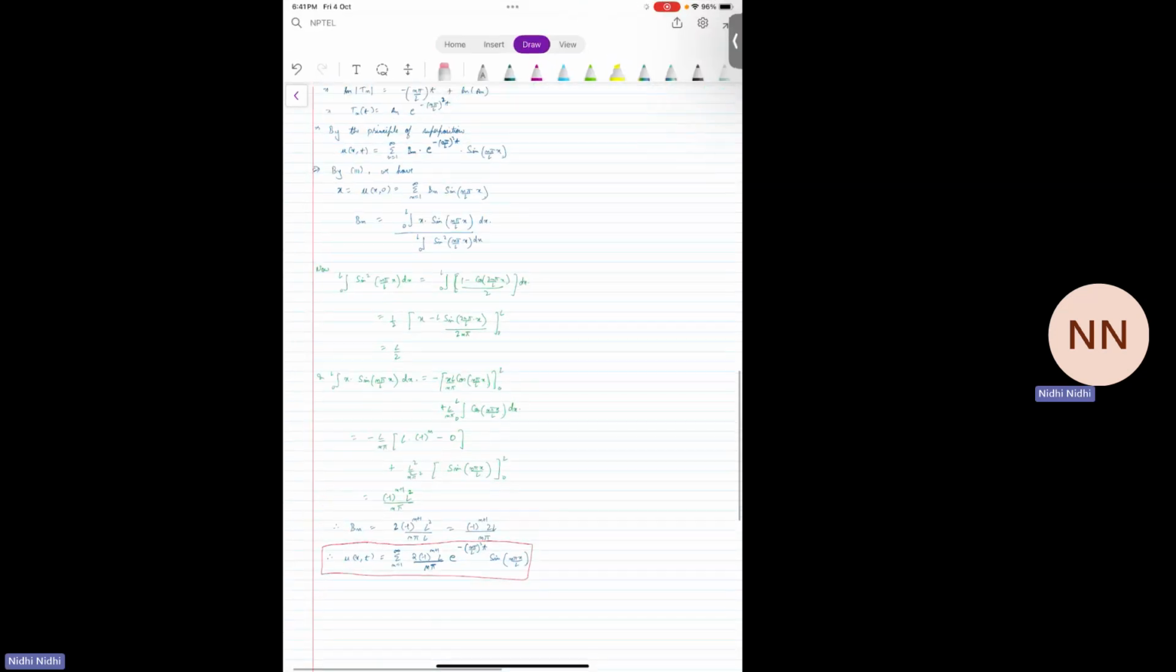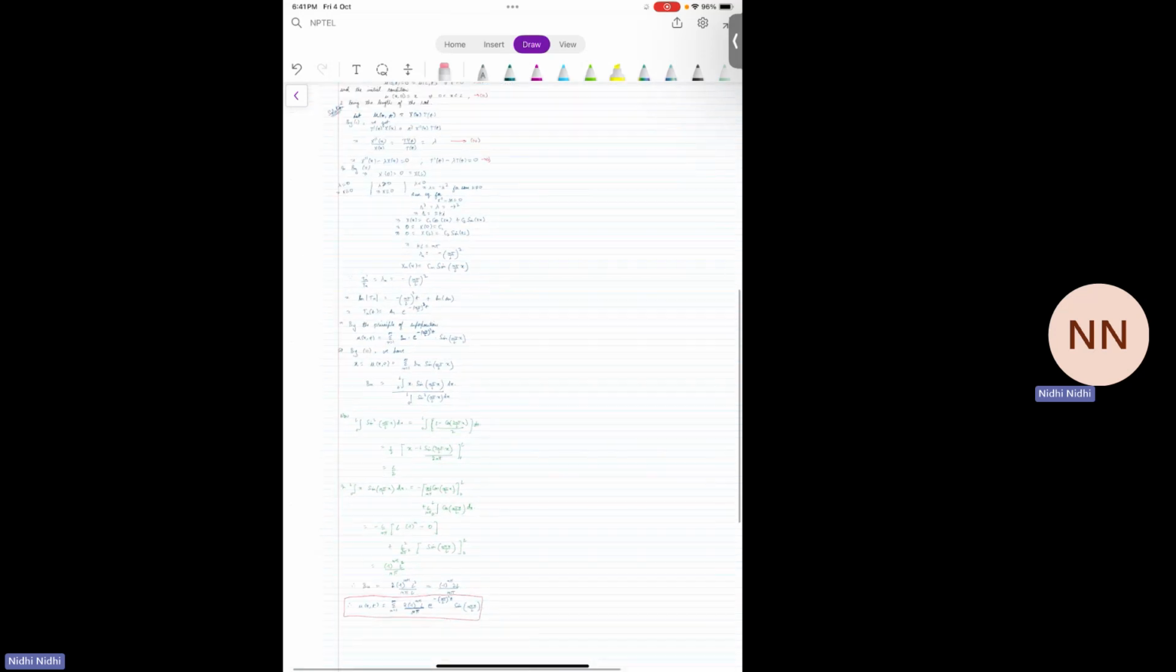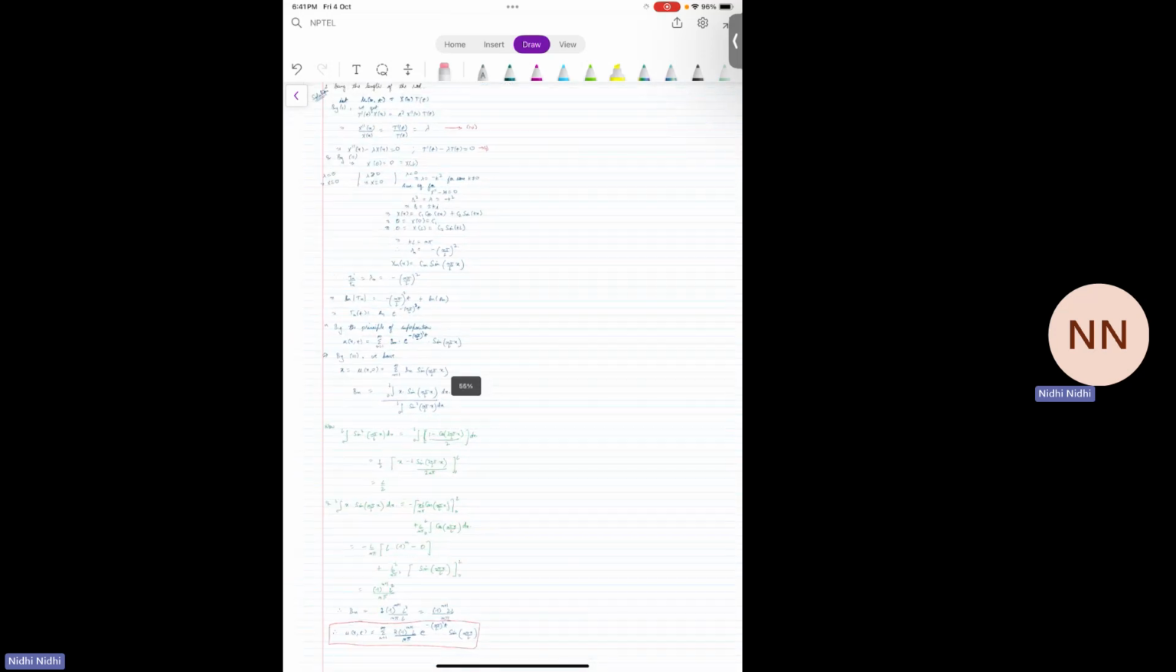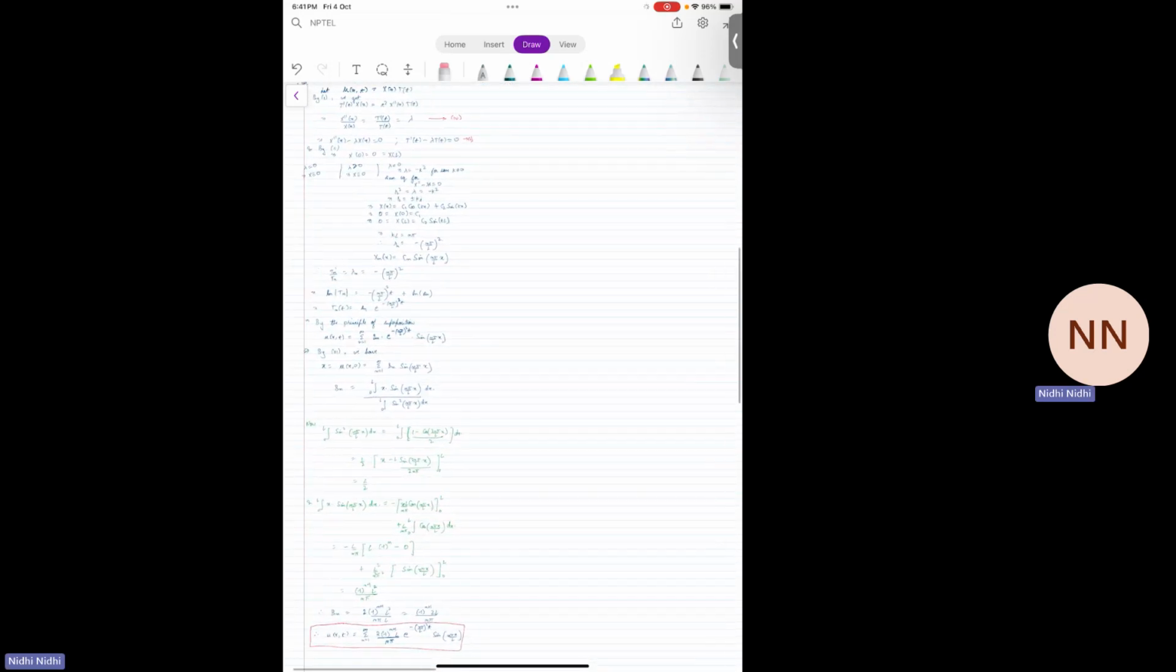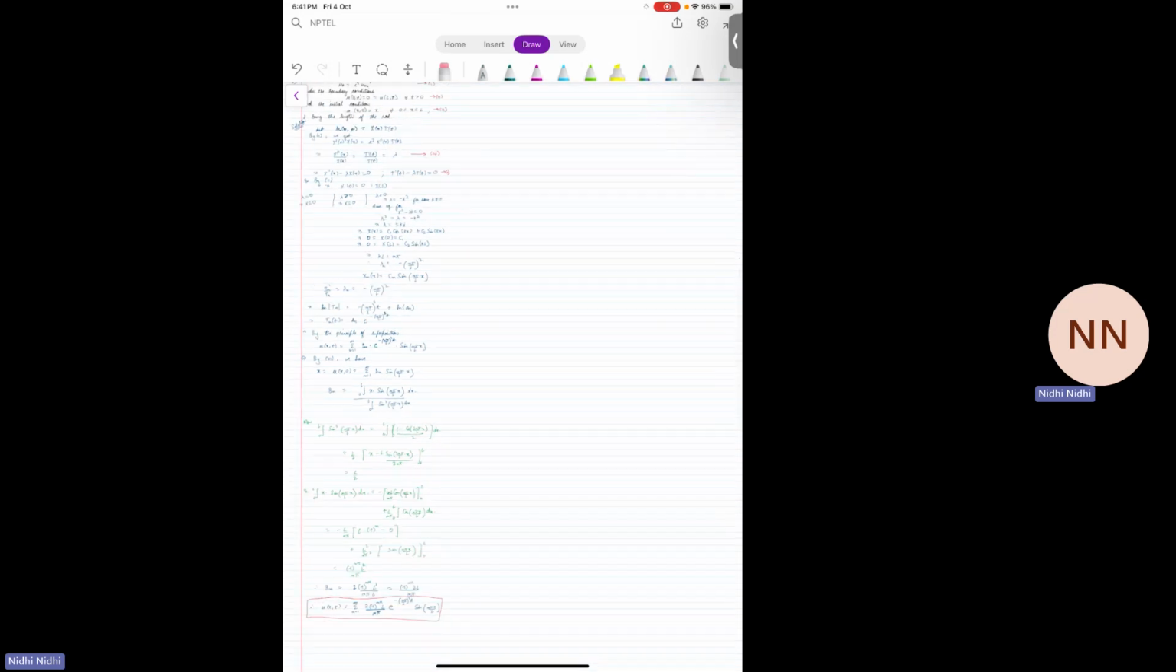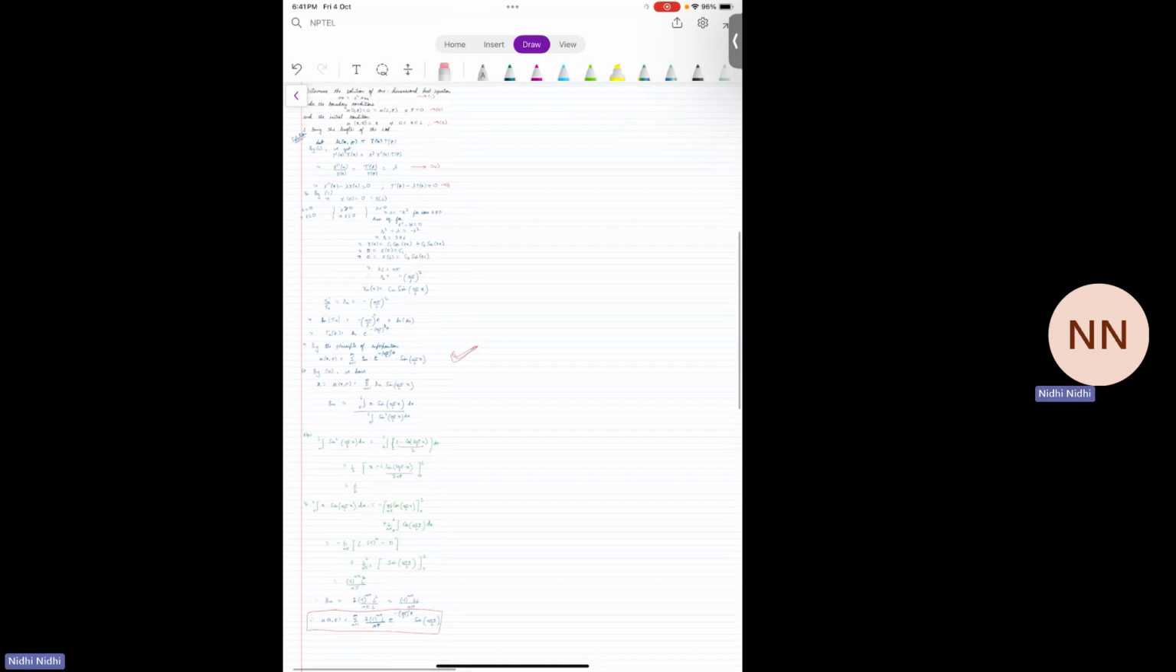So I hope this solution was fine with everyone. If you have any doubt, please let me know. We have basically used the same procedure as done in the previous question till here, and after that, using the initial condition, we have found these coefficients bn. If you have any doubt, please let me know.